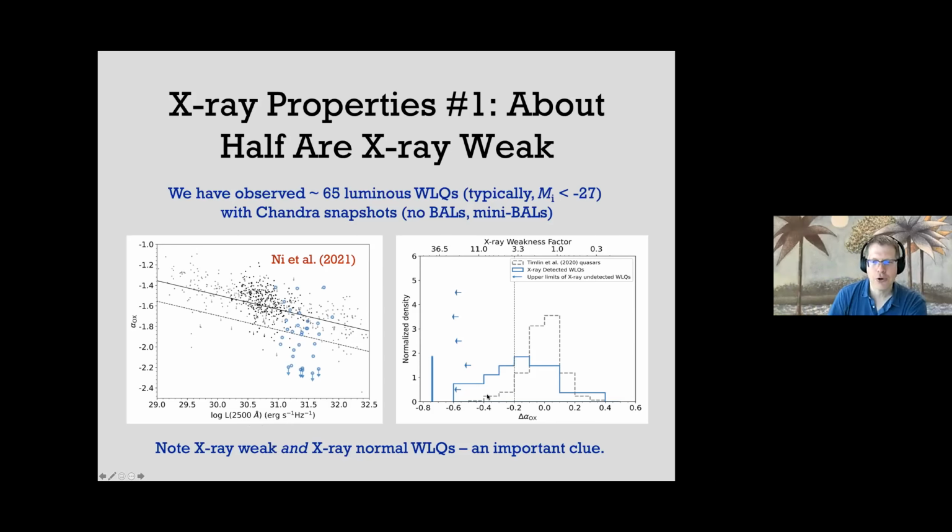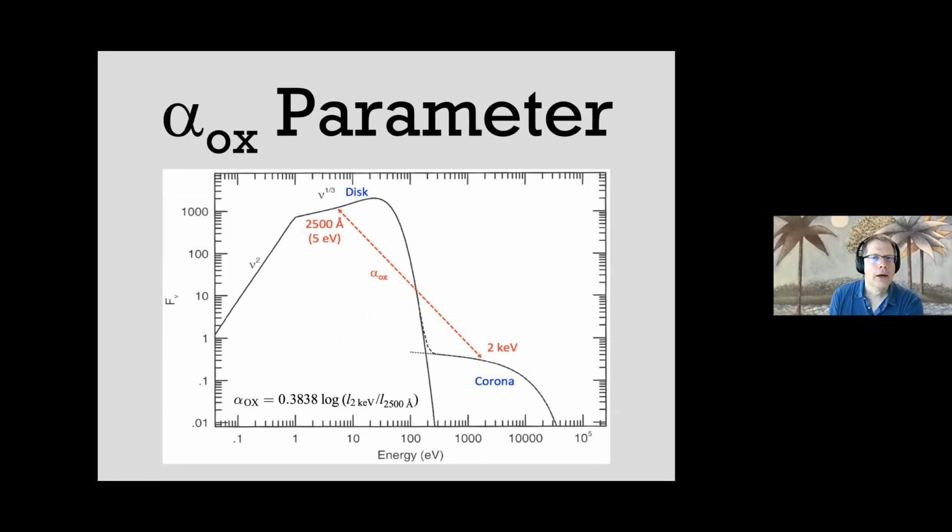This plot here shows the alpha OX parameter taking out its luminosity dependence. The weak-line quasars are shown in blue, and you can see how the population is shifted toward X-ray weak values. Now, an important point I do want to make, however, is they're not all X-ray weak. Note that there are X-ray weak weak-line quasars and X-ray normal weak-line quasars. And I think that's an important clue to understanding these systems, and one that I will return to.